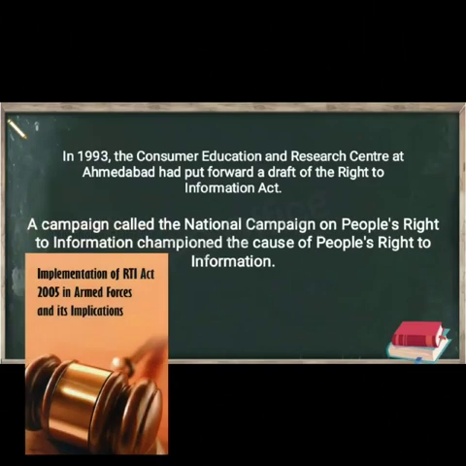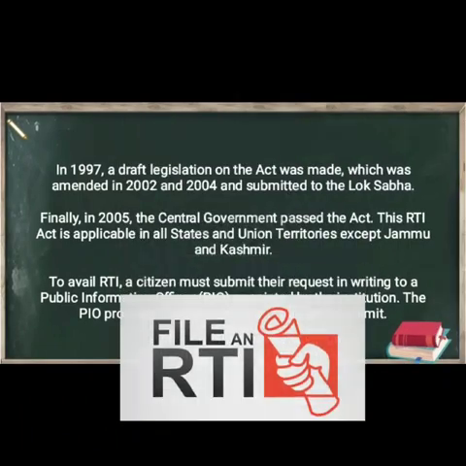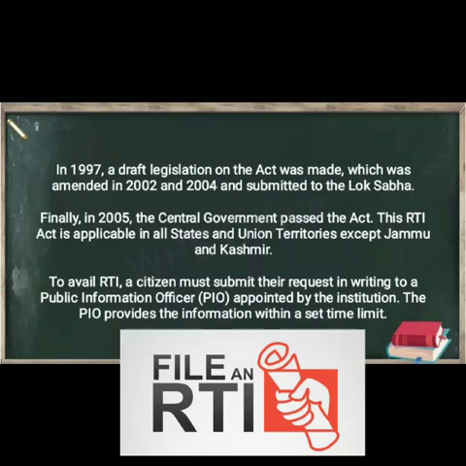In 1993, the Consumer Education and Research Centre at Ahmedabad had put forward a draft of the Right to Information Act. A campaign called the National Campaign for People's Right to Information took up the cause. In 1997, a draft legislation was made, which was amended in 2002 and 2004 and submitted to the Lok Sabha. Finally, in 2005, the central government passed the Act. This RTI Act is applicable in all the states and UTs except Jammu and Kashmir. To avail RTI, a citizen must submit a request in writing to the Public Information Officer, that is PIO, appointed by the institution. The PIO provides the information within a set time limit.